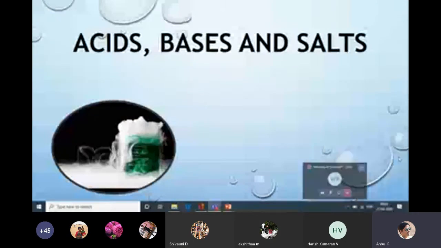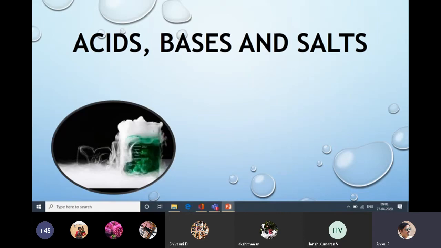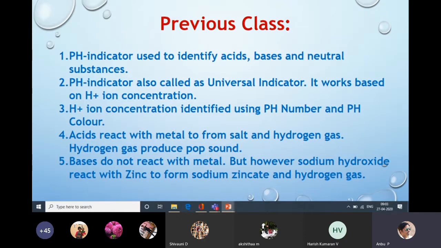So we are moving to the seventh session of a chemistry online class, and we were discussing acids, bases, and salt. In the last class, we were discussing the pH indicator, also called the universal indicator. The pH indicator is used to identify acids, bases, and neutral substances. Other indicators like litmus, methyl orange, and phenolphthalein are not used to identify neutral substances, weak acids, as well as weak bases. That is the advantage of using the pH indicator when compared to the other indicators.